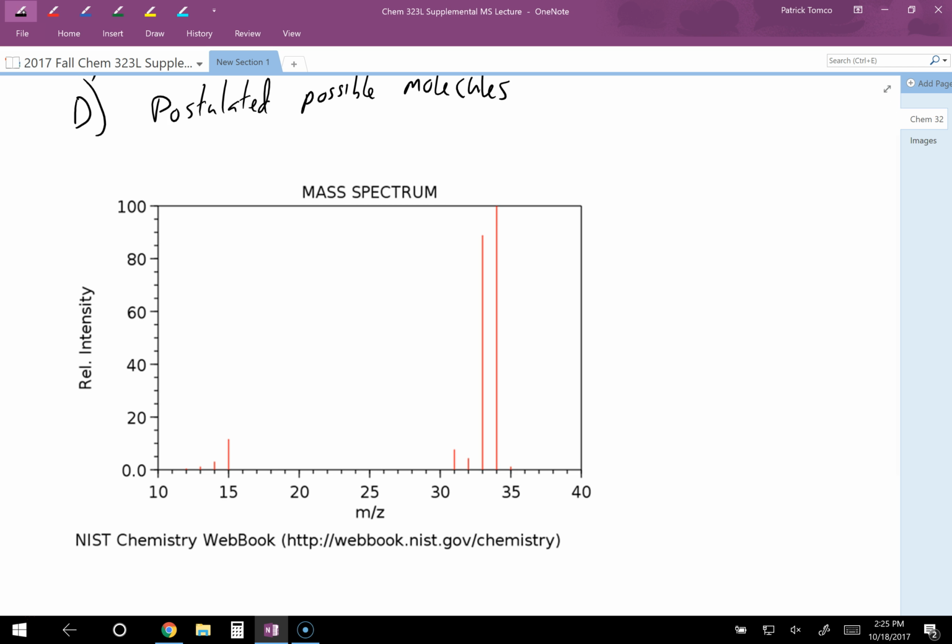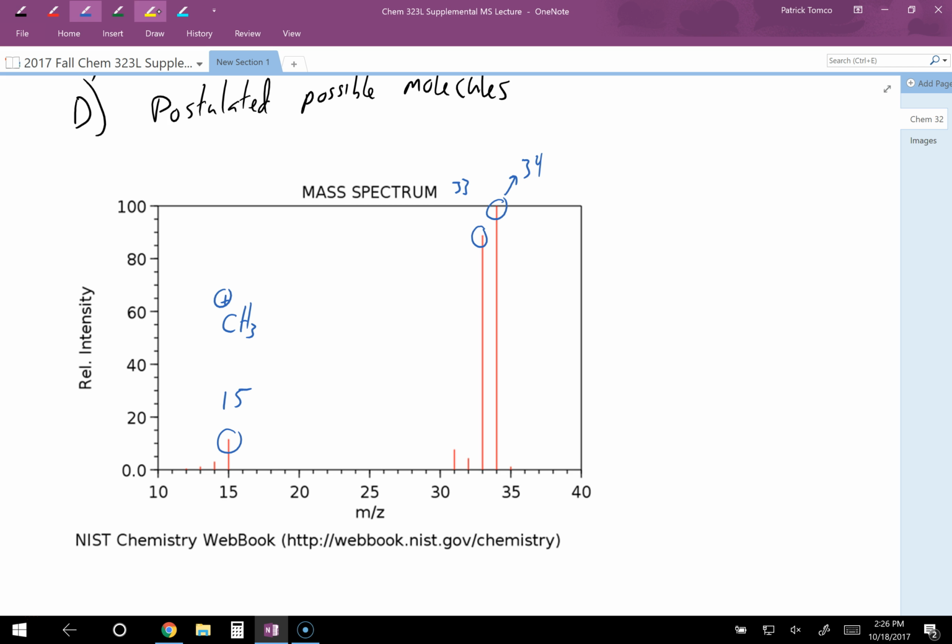When I'm looking at this molecule, or this fragmentation pattern, I see that a 34 is present, a 33 is present, and down here I have a 15 that is present. Like in the last example, a methyl group fragmented off and I had a methyl cation. So I'm going to keep this in mind: it may not always be the case, but I commonly see 15 as a methyl cation.